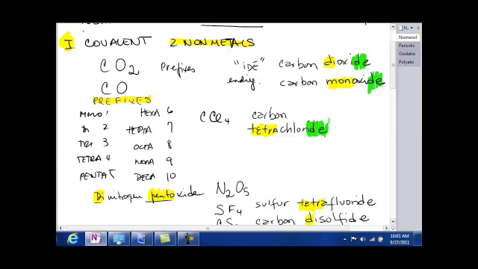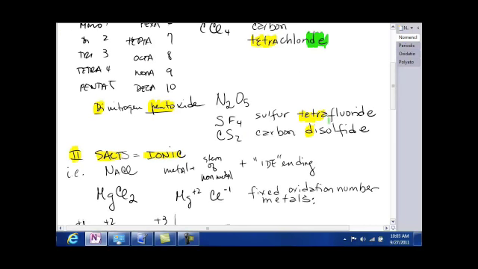Dinitrogen pentoxide would be what? N2O5. And sulfur tetrafluoride would be what? SF4. And carbon disulfide would be CS2. So the very first thing we need to realize is that both the elements that we're dealing with are nonmetals. Problem is, we forget to classify. Okay, so the very first thing to do when we're doing nomenclature is first we classify, then we name, not the other way around. Okay?